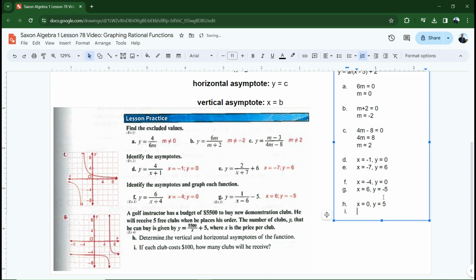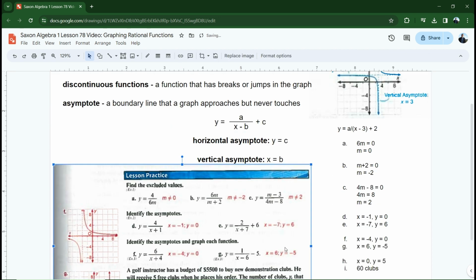Letter I says if each club costs $100, how many clubs will he receive? Now I just do the math. 5,500 divided by $100 is 5.5. Okay, I'm sorry, 55. What am I doing? That was 1,000. So 55 clubs if each is $100, plus 5 is 60. So the answer for letter I is 60 clubs.